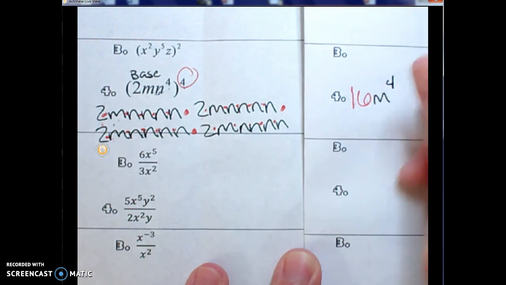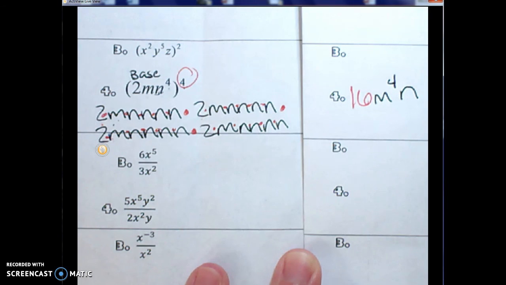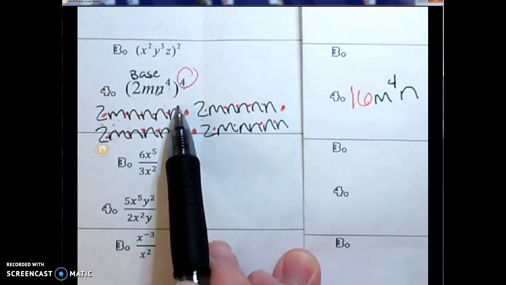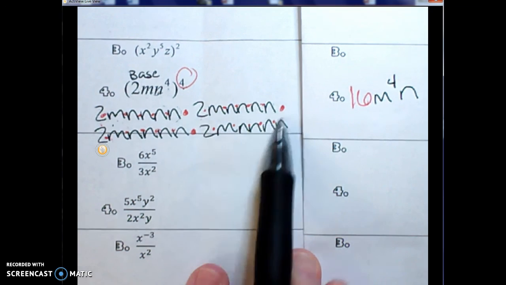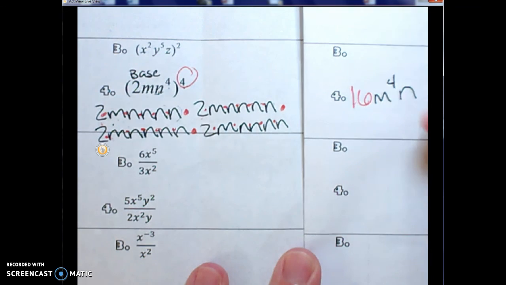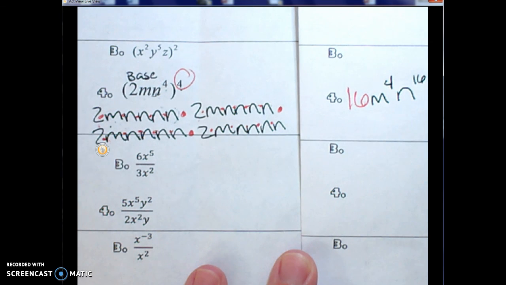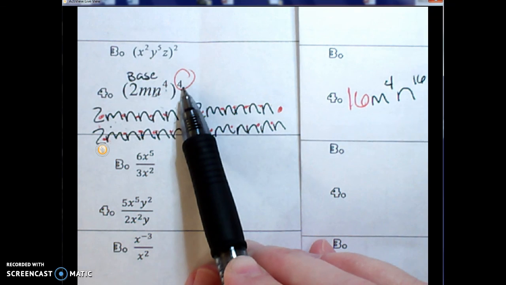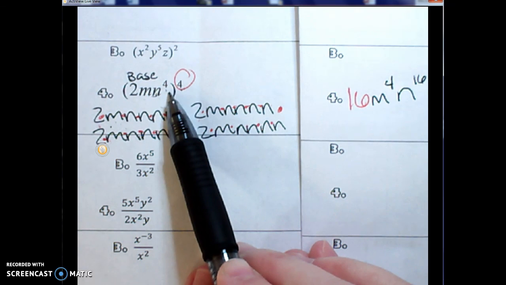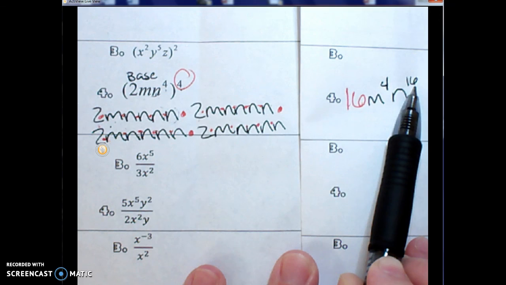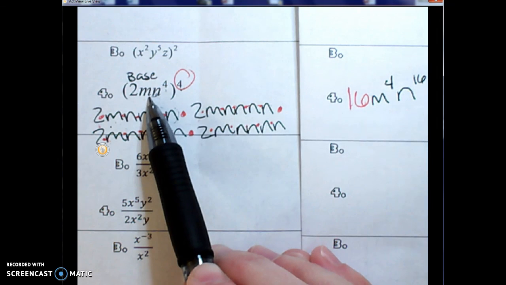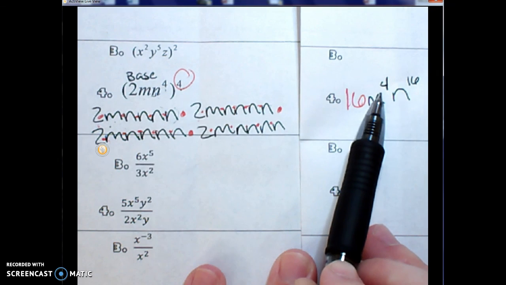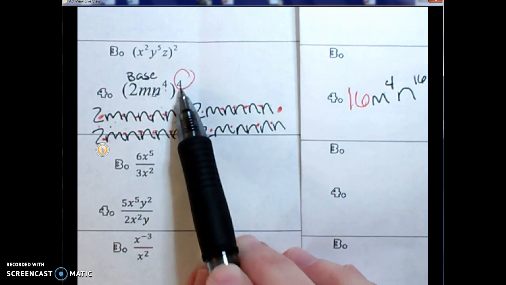The next variable I have is n. How many n's are all being multiplied together in this list? 16. You have 4 plus 4 plus 4 plus 4. If you counted them all up one by one, you'd get 16. It's kind of interesting here. In the original problem, I had n to the 4th power, and I had an exponent of 4. What is 4 times 4? Interesting. I had a plain m, and it ended with what exponent? 4. Kind of interesting.